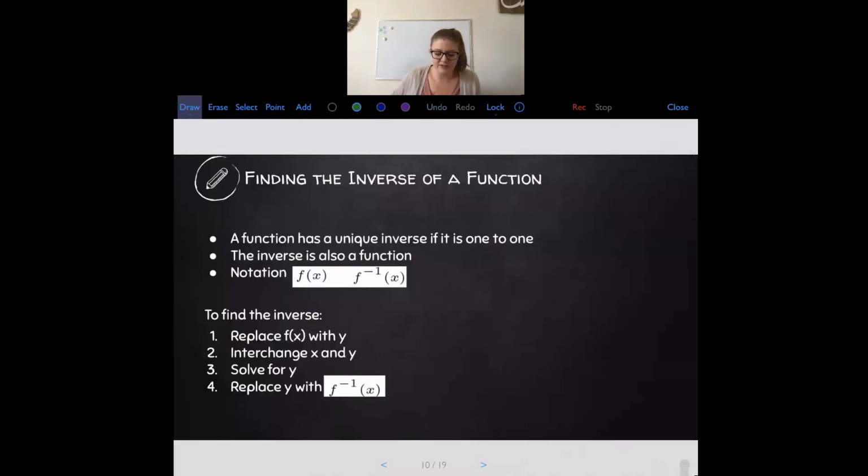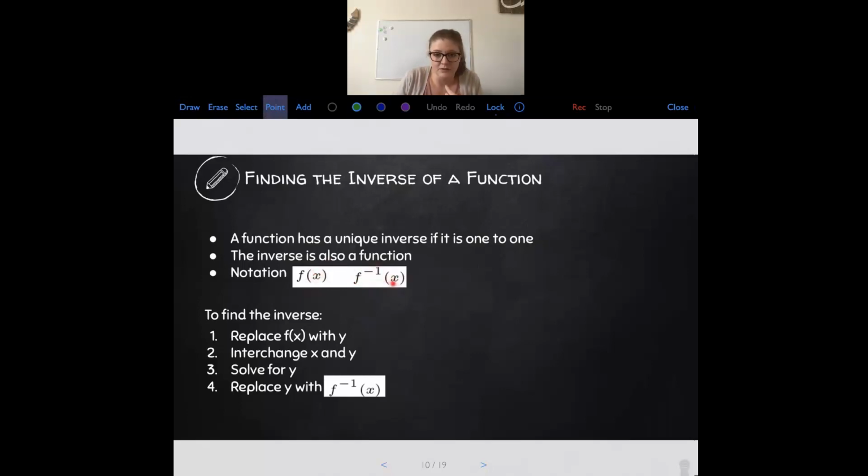So, finding the inverse of a function. A function has a unique inverse if it is one-to-one. So that's why we just spent time talking about being able to determine if functions are one-to-one or not. If we have a function and it's one-to-one, it has a unique inverse, and its inverse is also a function. Now the notation here: if we have f of x, its inverse is denoted by f minus 1 of x.